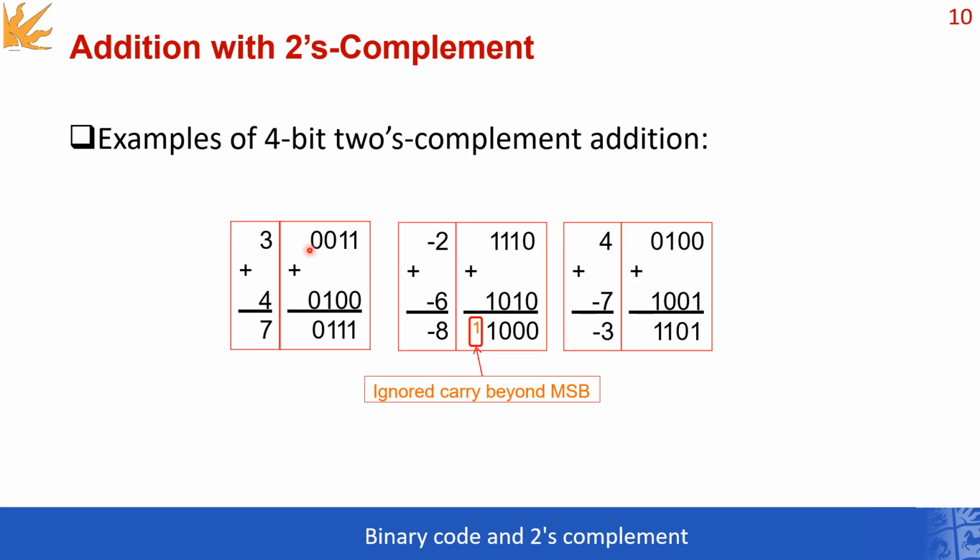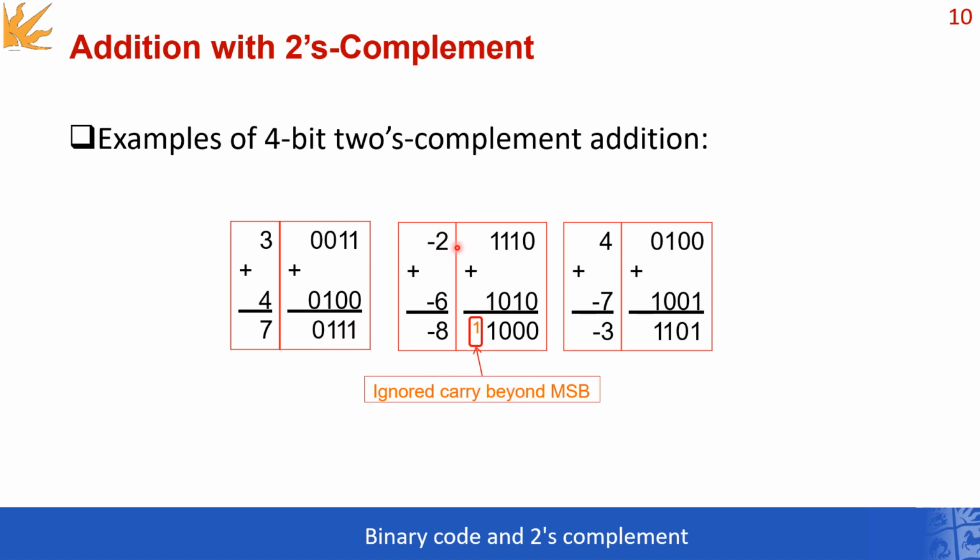Now here are some simple examples of a 4-bit 2's complement addition. Let's start with 3 plus 4. We expect that the result would be 7. As you can see, by adding the numbers, it's very simple. 1 plus 0 gives 1, 0 plus 1 gives 1 again, 1 plus 0 gives 1 again, and 0 plus 0 gives 0. Now, based on the tables that we've shown earlier, this is equal to 7.